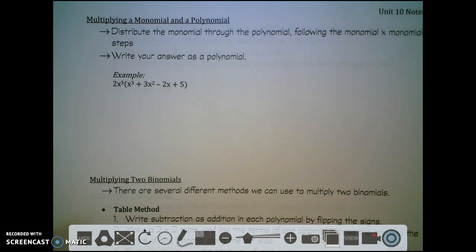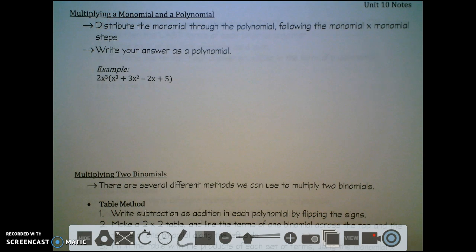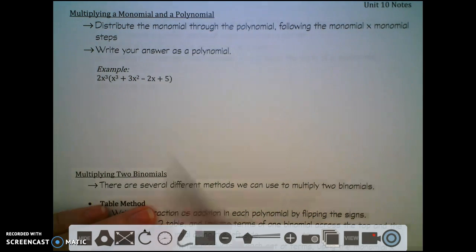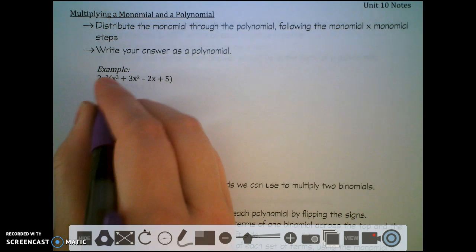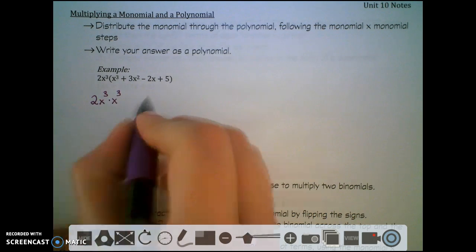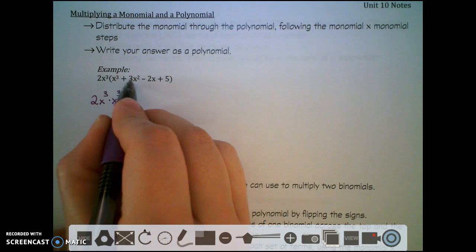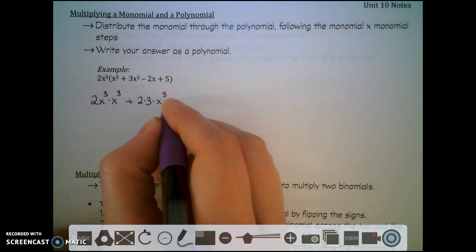Multiplying a monomial and a polynomial basically involves distributing the monomial through the polynomial, following the monomial by monomial steps. So just like we distributed an integer through parentheses, we can distribute a monomial through parentheses, and we just need to keep our exponent rules in mind. So here I have 2x to the third times x to the third. Well, that will be 2 times 1 is 2, x to the third times x to the third, plus 2 times 3 times x to the third times x squared.